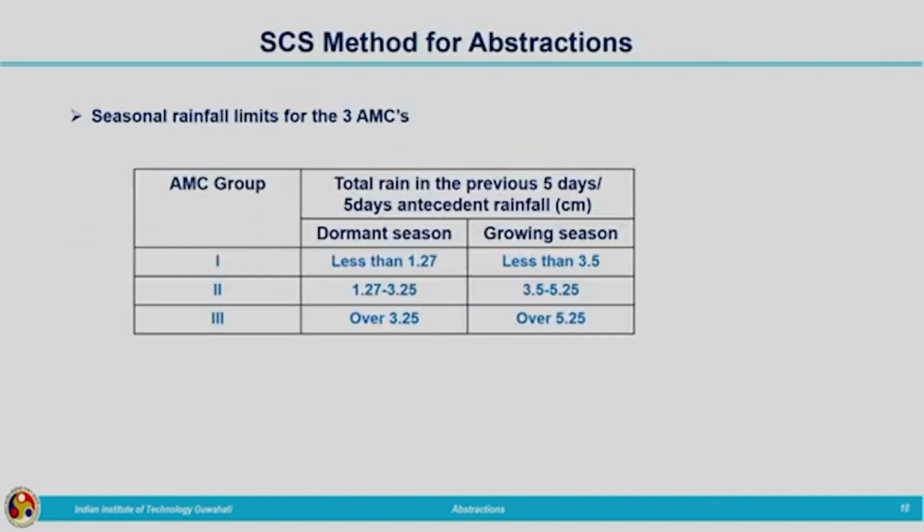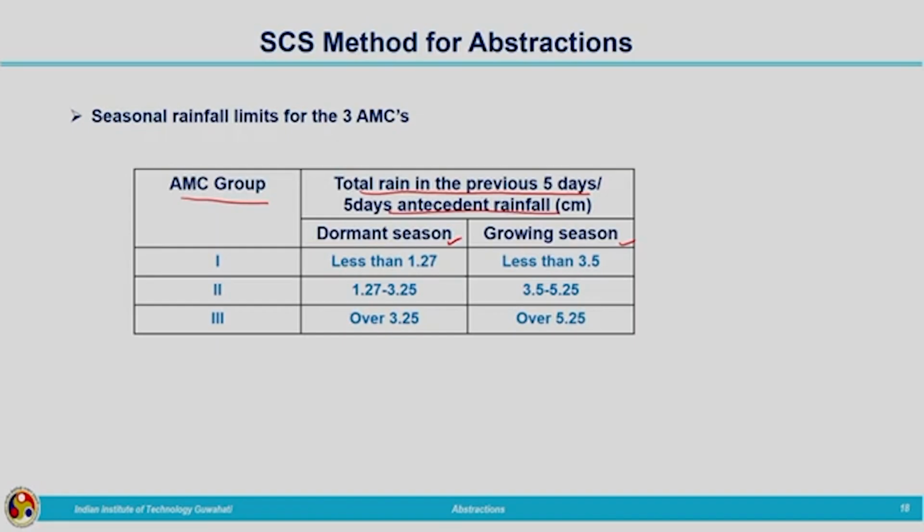And seasonal rainfall limits for 3 AMCs, all the 3 AMC groups are given over here. We are considering total rain in the previous 5 days or 5 days antecedent rainfall in centimeter. And we are considering 2 seasons, one is dormant season and other one is the growing season. That is it is related to agricultural watershed. So, it is related to cultivations. So, one season is dormant season and the second season is the growing season.